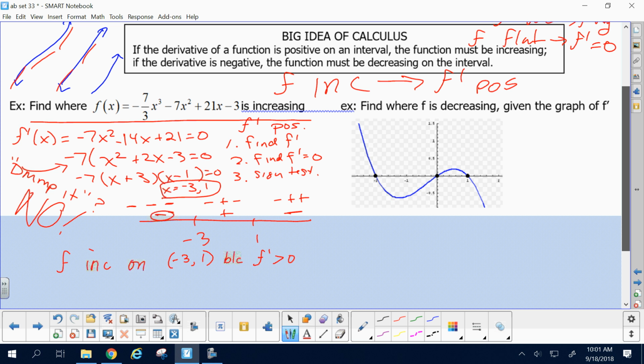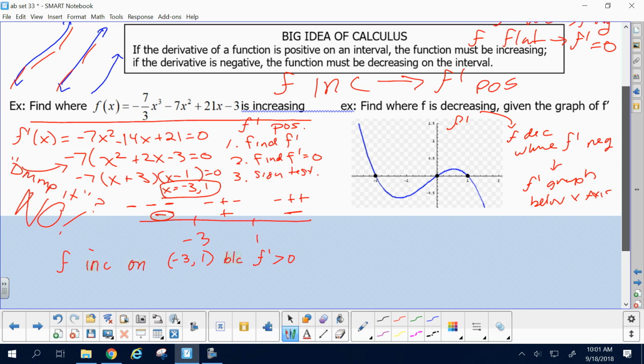Are you with me? Okay, let's try one instead of analytically, graphically. Find where F is decreasing given the graph of F prime. This is F prime, all right? So F is decreasing where what is going on with F prime? Where F prime is negative. F prime is negative where its graph is below the x-axis. So we'd say F prime graph below the x-axis.